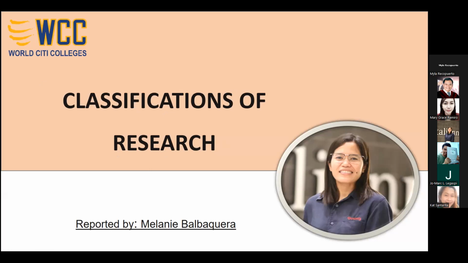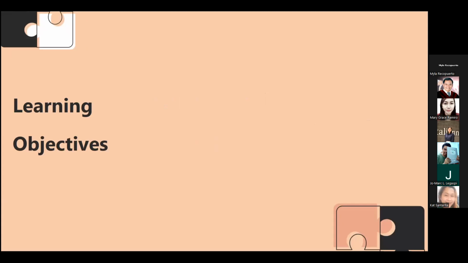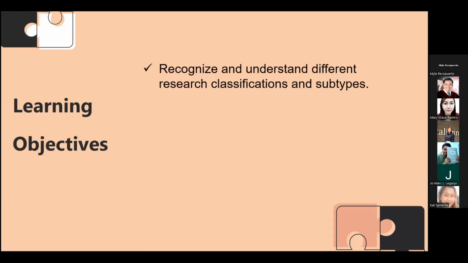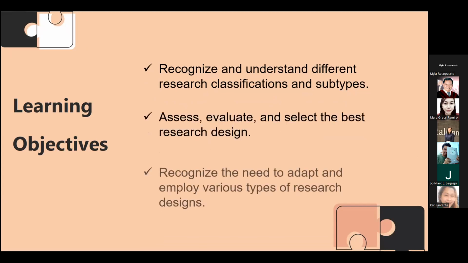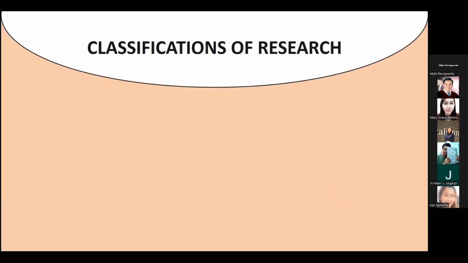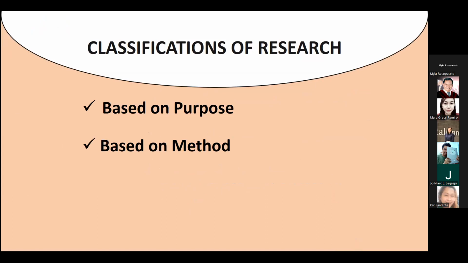So I'll be sharing with you the various types of classifications of research. Learning objectives. After this report, you will be able to recognize and understand different research classifications and subtypes, assess, evaluate, and select the best research design, and recognize the need to adapt and employ various types of research design. So there are three ways of categorizing or classifying research: based on purpose, based on method, and based on approach.